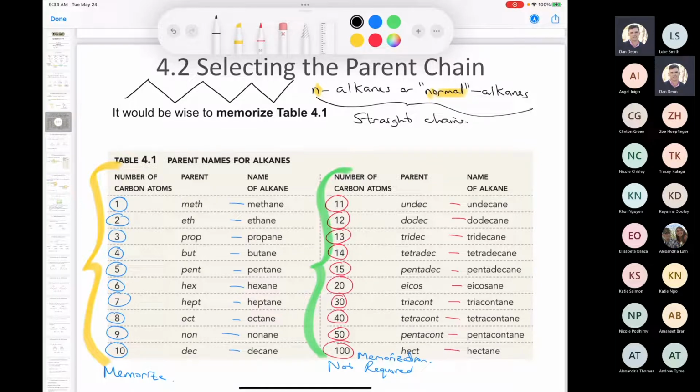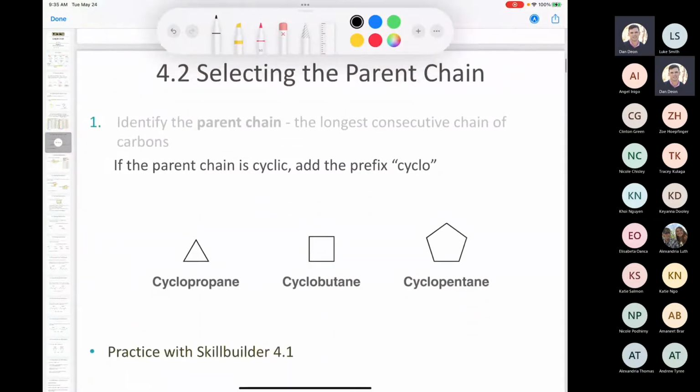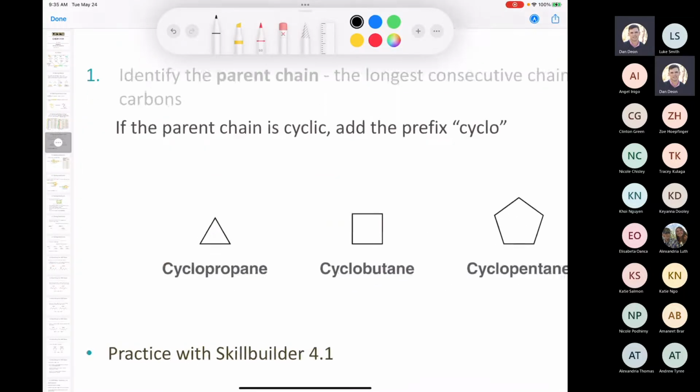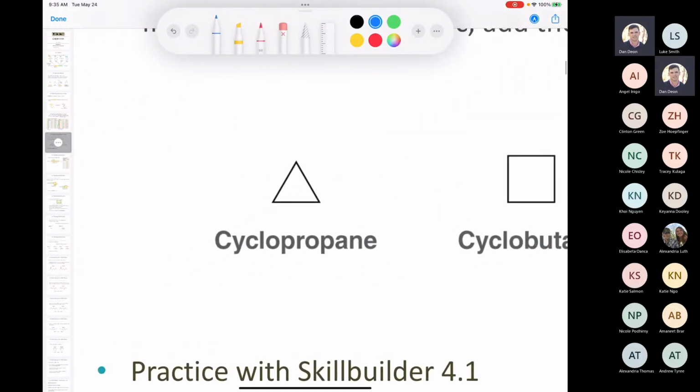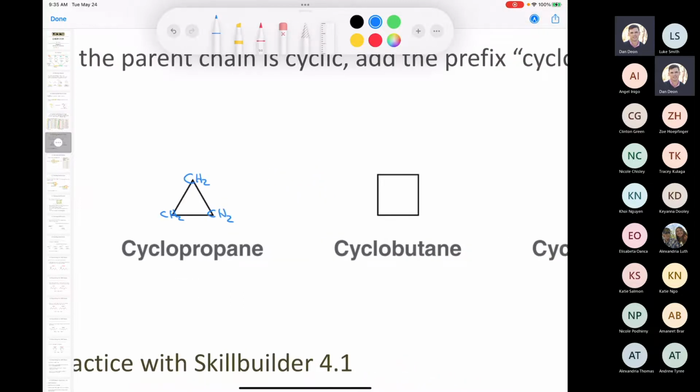Well, I told you that we're going to talk about alkanes, and so far we've looked at alkanes that are not having any rings in them except for benzene. But what if you do have a ring? Well, if you have the parent chain and it's in a ring, okay, it's all held together in a ring, then we use the prefix cyclo. So here we have 3 carbons in a ring. So we would call this cyclopropane, right? We have a CH2 here, CH2 here, CH2 here. So that's cyclopropane. Then if you have 4 carbons in a ring, we call that cyclobutane.